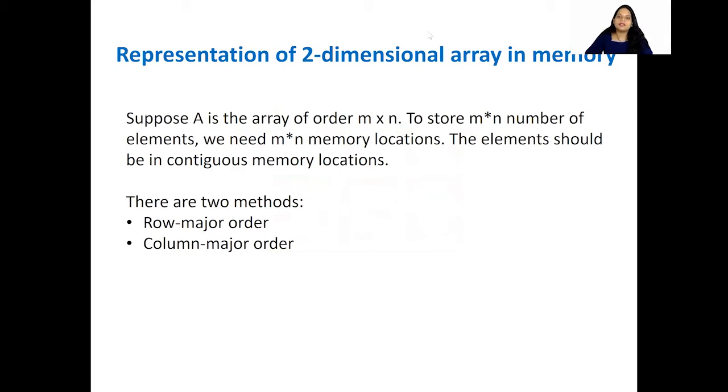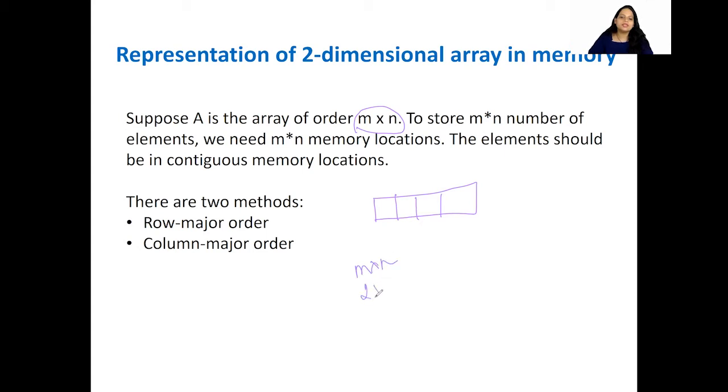Now, how do we represent the two-dimensional array in the memory? We know that logically we represent them something like this, but can we represent them something like this in the memory also? No, isn't it? We know that for a one-dimensional array, we need a contiguous memory location. Similarly, in the two-dimensional array also, we need contiguous memory location. Okay, so how many memory locations do we need? Like I said, suppose A is the array of order m into n. If there are m rows and n columns, to store m into n numbers, the total elements in the array is going to be how many? M into n, isn't it?